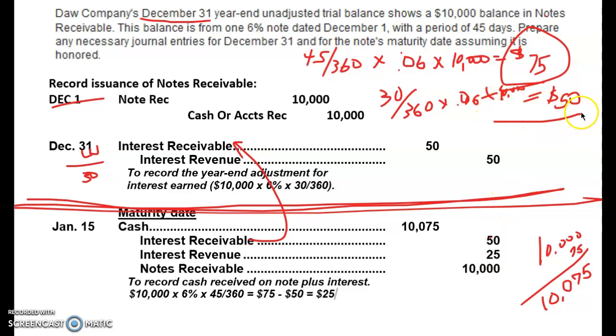Now, we've already brought in 50 as revenue, and we have a receivable for that. So that means we got $25 more to go. And that is for the 15 days in January. So interest revenue, 25. 50 plus 25 plus 10,000 equals 10,075. And that's how you do that entry.